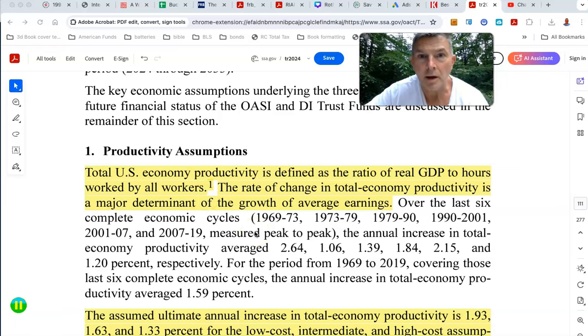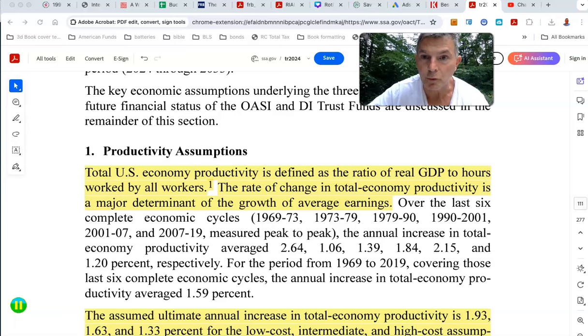So here's productivity. Total U.S. economy productivity is defined as the ratio of real GDP to hours worked by all workers. Let me repeat that. Total U.S. productivity is defined as the ratio of real GDP, that's after inflation is taken out, to hours worked by all workers. The rate of change in total economy productivity is a major determinant in the growth of average earnings.